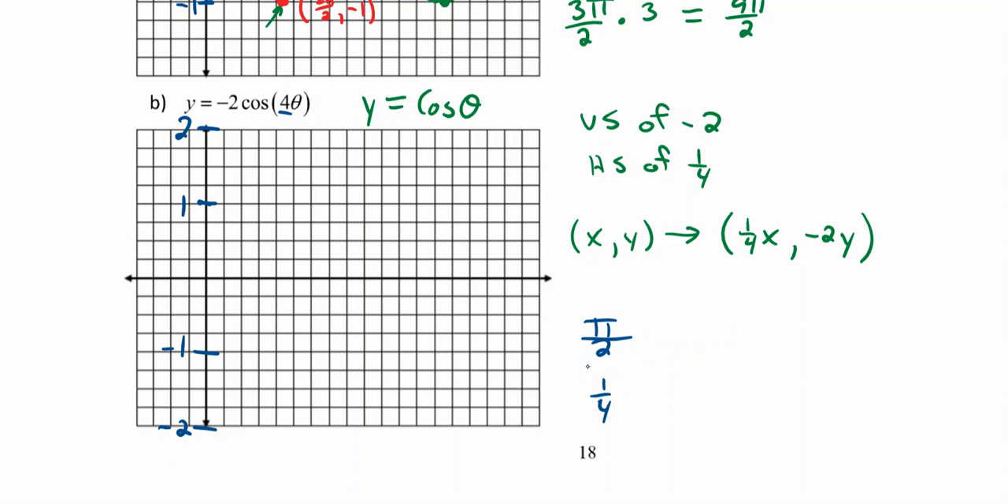What am I doing? It's not pi/2. It's 2 pi. I'd normally want to see 2 pi. Sorry guys. So 2 pi, and I'm going to divide that by 1/4. That makes more sense.